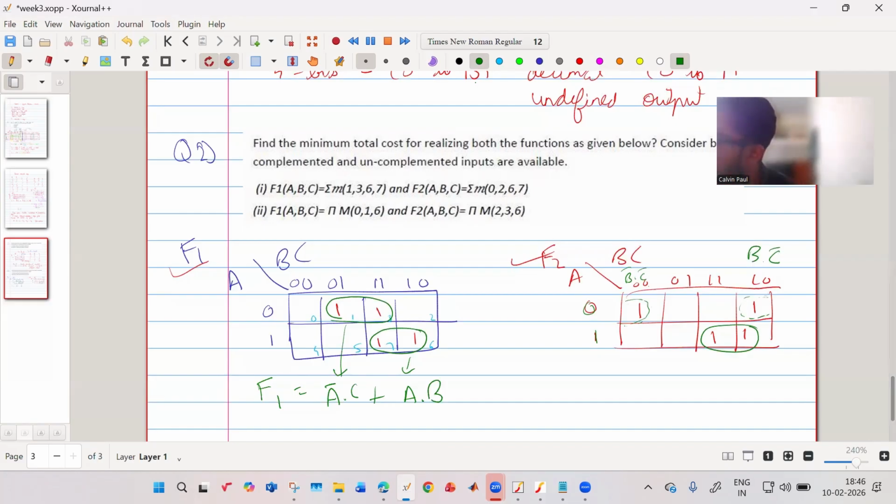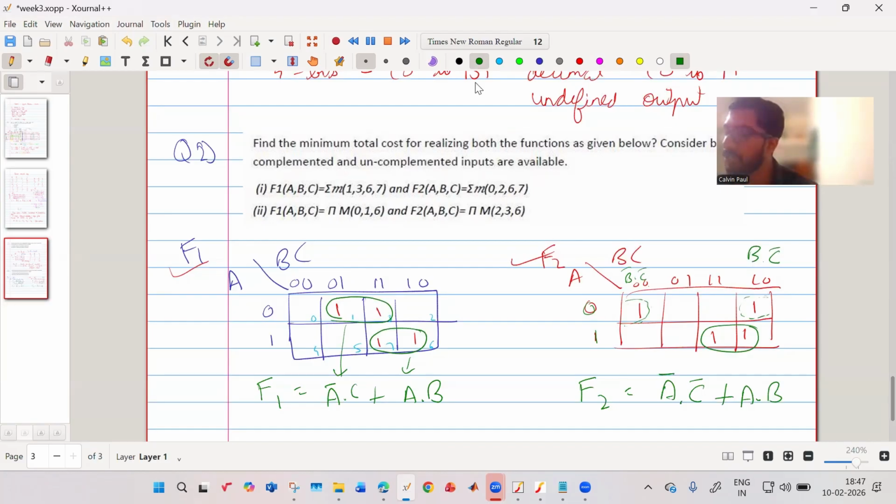Okay. Similarly for F2, what is it? For the first row, it is A bar. And what is common in B C bar and B bar C bar? C bar is common, so it is A bar and C bar. And then for the bottom, it is A. And what is common for 1 1 is B. So it is A and B.